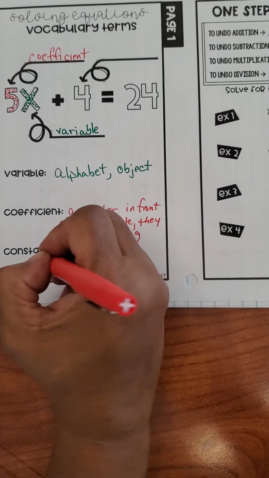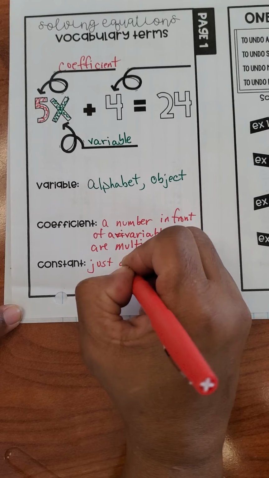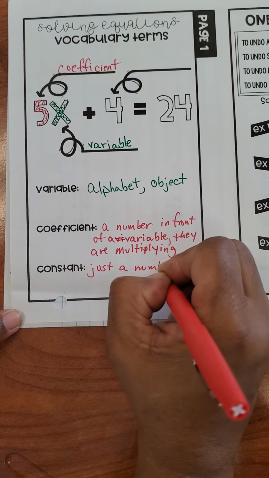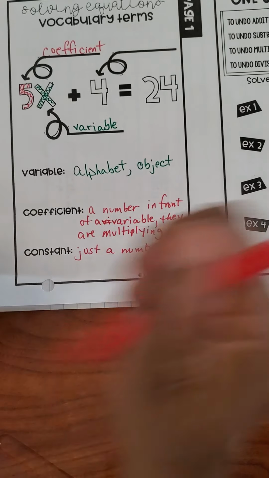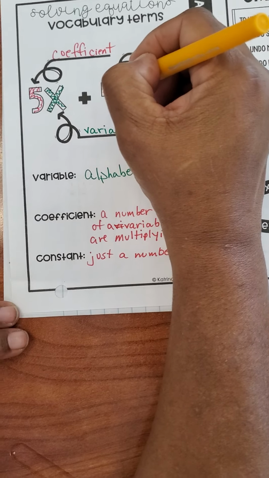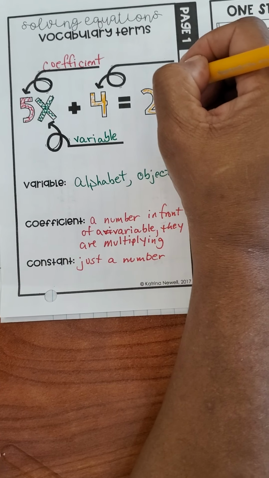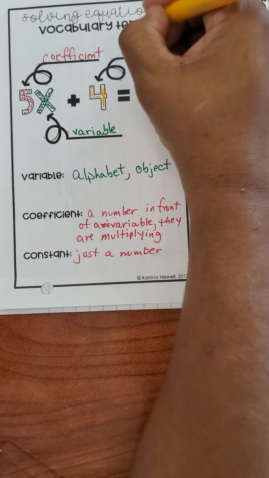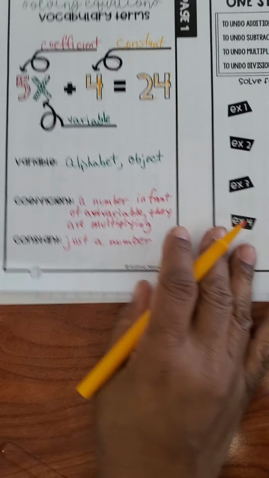Now, a constant, we consider a constant just a number. A number by itself. Okay? 4 and 24 are constants. Just numbers all by themselves.